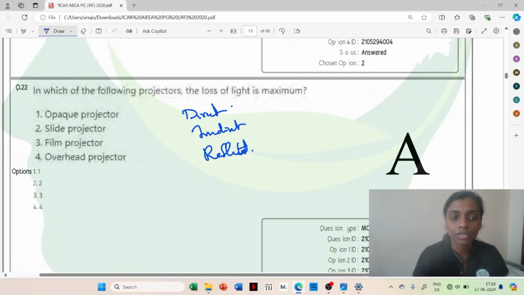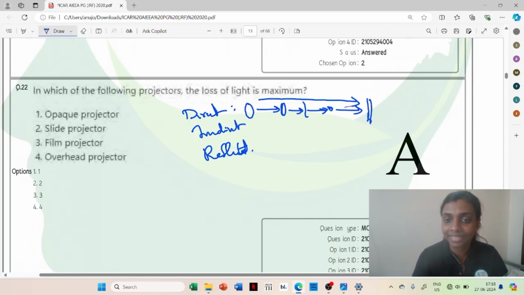For direct projection, there will be a light source. The light will go to the condenser lens, then to the object, to the objective lens, and then to the screen. The light goes directly, so the loss of light is very less.